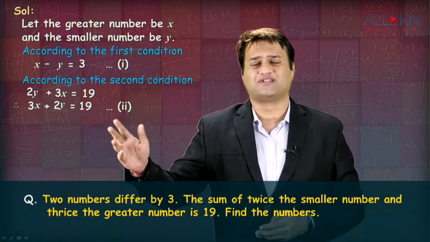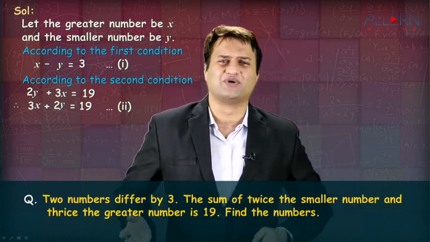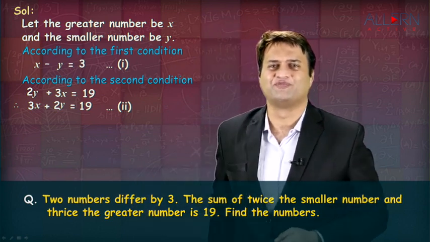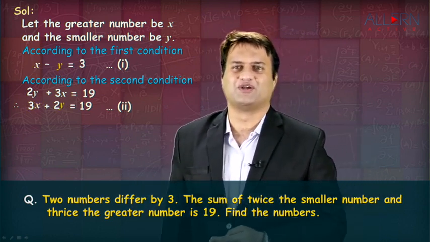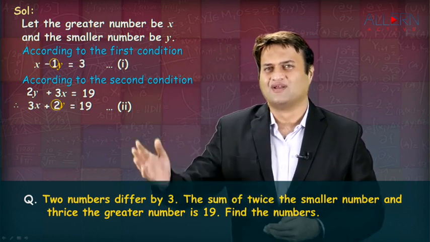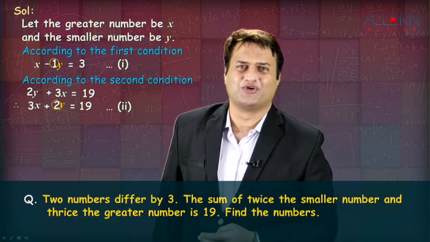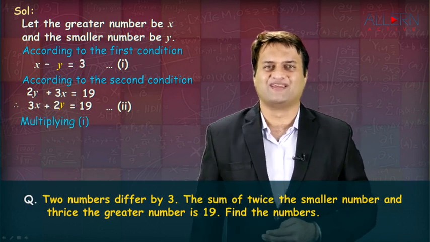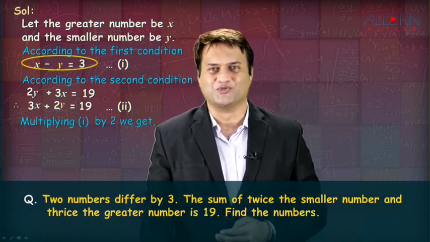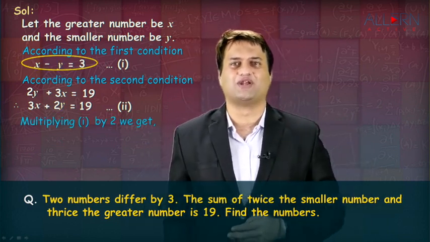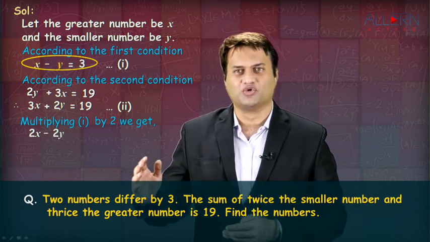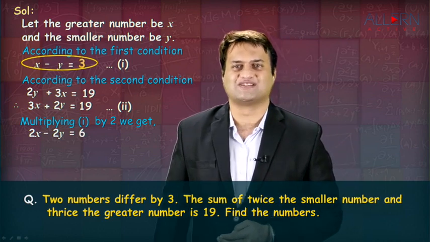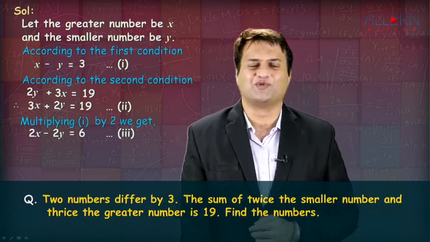Now, look at the first and the second equation. Very simple equations to solve. So, let's solve them. Either make the coefficient of x same or make the coefficient of y same. What is better? Very clearly, it is better to make the coefficient of y same by multiplying the first equation by 2. So, let's multiply the first equation by 2. What do we get? We get 2x minus 2y is equal to 3 2s are 6. Let this be the third equation.